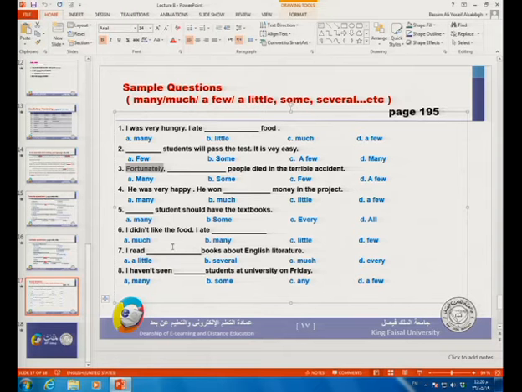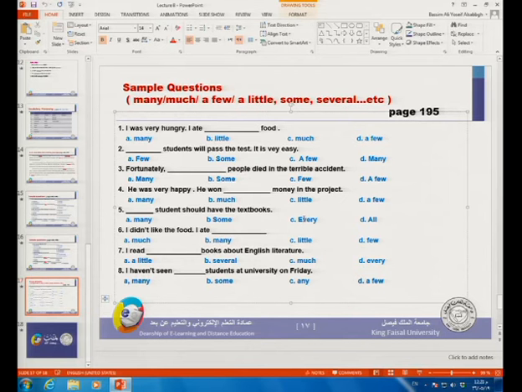Students should have the textbooks. Student should have the textbook. Now, student is countable, non-countable? Countable. Plural or singular? Singular. So can I say many? Many student? No. Many needs a plural noun after it. Can I use some? Again, some needs a plural noun after it. Every, all need plural nouns as well. Now it's every, which takes a singular noun. Every student should have the textbooks.